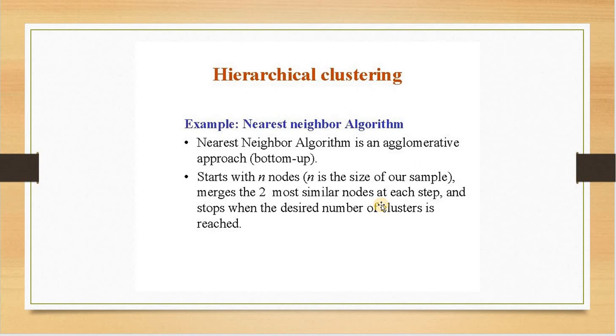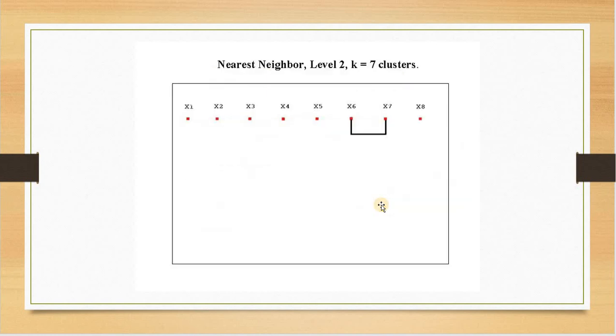Now, in hierarchical clustering, we have an example, the nearest neighbor algorithm. See, nearest neighbor algorithm is an agglomerative approach, that is bottom up. It starts with n nodes, where n is the size of our sample, merges the two most similar nodes at each step and stops when the desired number of clusters is reached. So based on the similarities, it goes on merging the clusters into one.